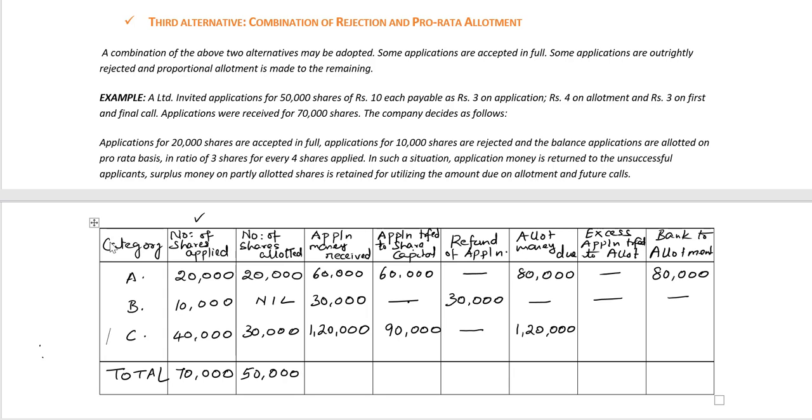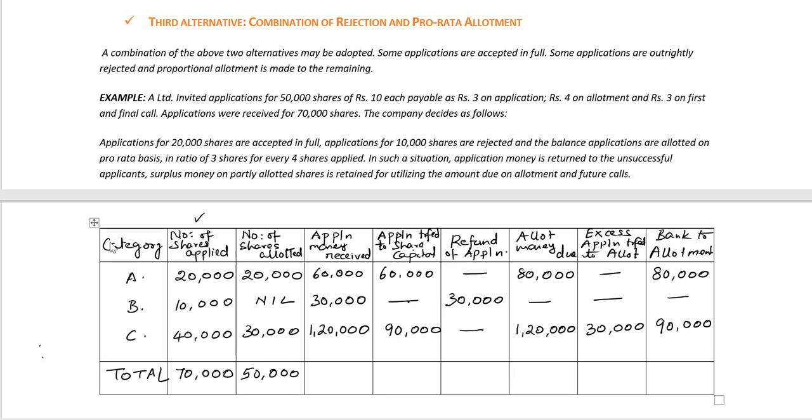The excess application which can be transferred to allotment is the application money received, which is 1,20,000, minus the amount of application which was transferred to share capital, which is 90,000 rupees. So the excess application which we will utilize towards allotment is 30,000 rupees, and the amount a shareholder in category C has to pay on allotment is 1,20,000 allotment money due minus the excess application transferred to allotment, 30,000. So the amount payable by him will be 90,000 rupees.